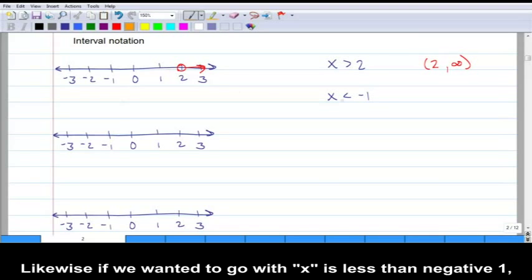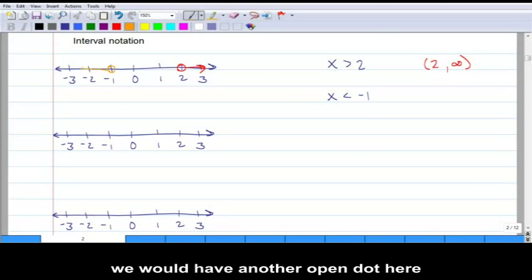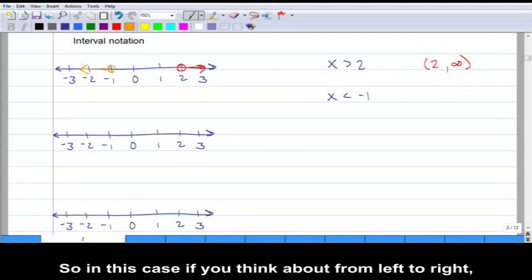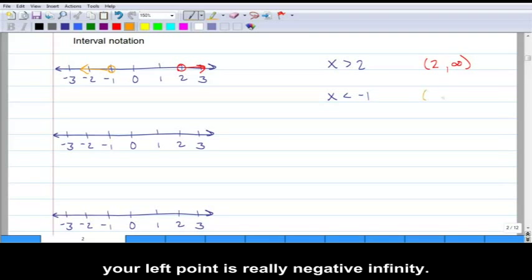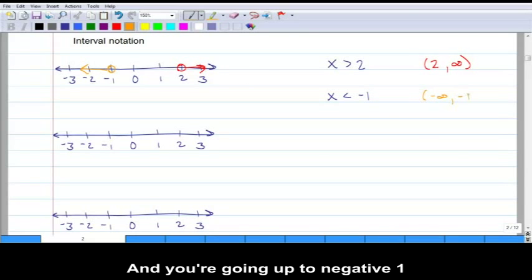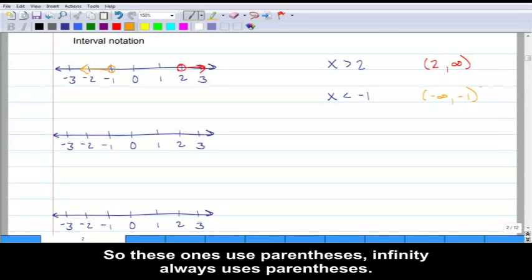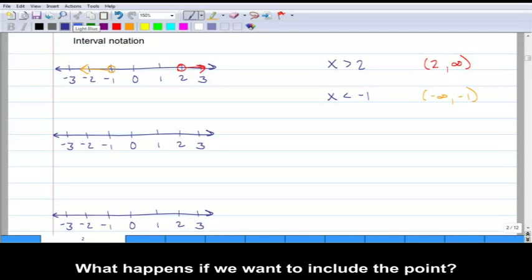Likewise, if we wanted to go with x is less than -1, we would have another open dot here, and then we would be going backwards off of this one. So in this case, thinking from left to right, your left point is really -infinity, and you're going up to -1, and then you have a parentheses to not include that point. So these ones use parentheses. Infinity always uses parentheses.